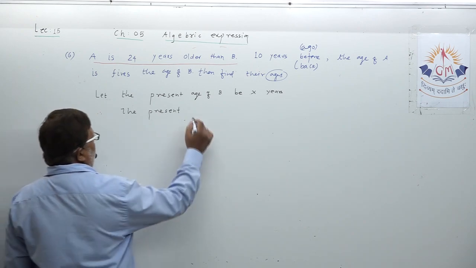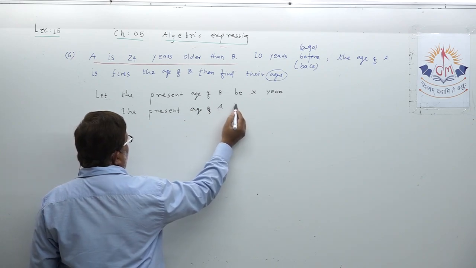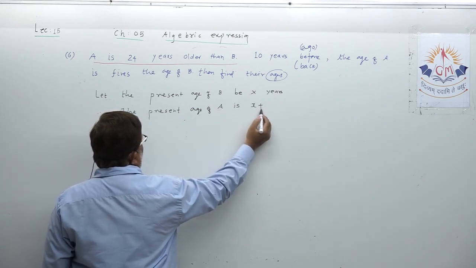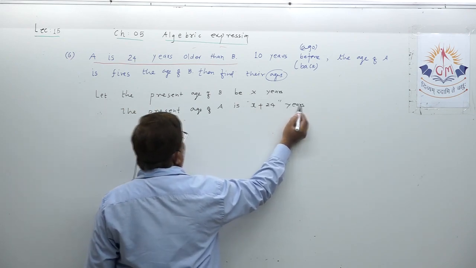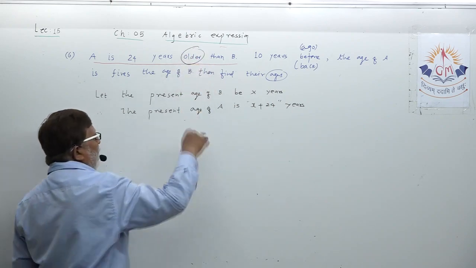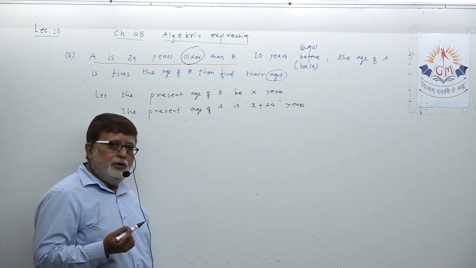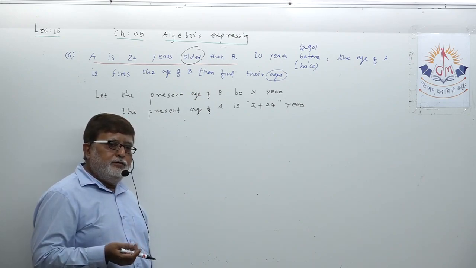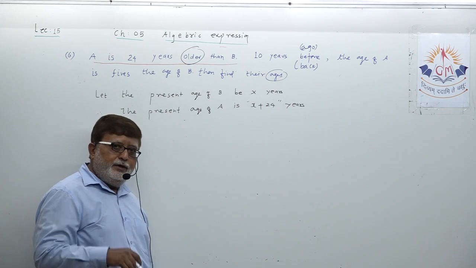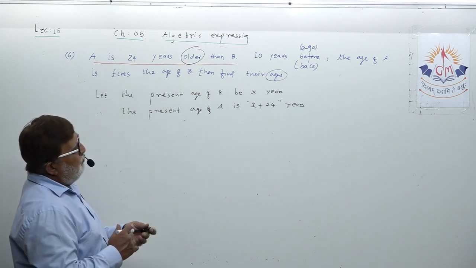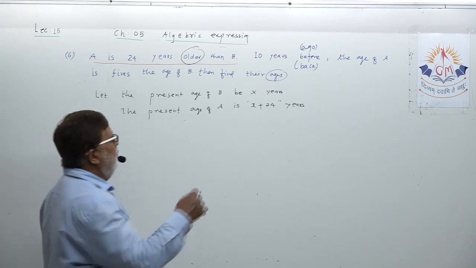Therefore, the present age of A is x plus 24 years. Why x plus 24? You all know this word: A is 24 years older than B. So if B's age is x, then the age of A will be x plus 24. You have to add 24 to this. Now, dear student, each and every word needs to be expressed. What is written?